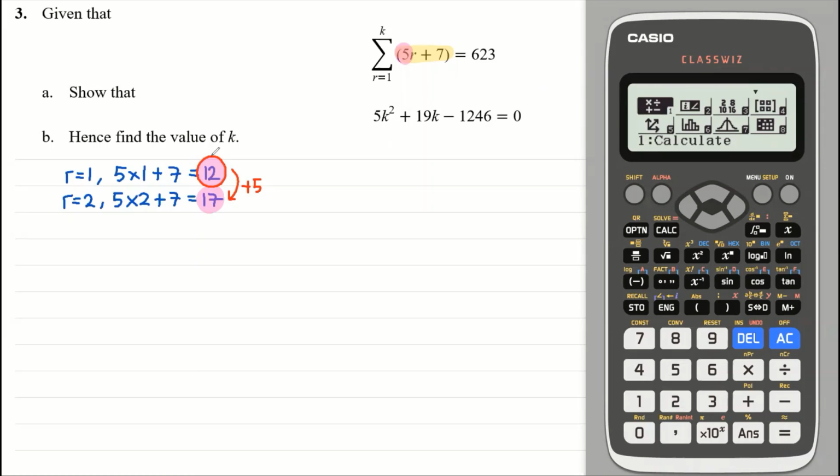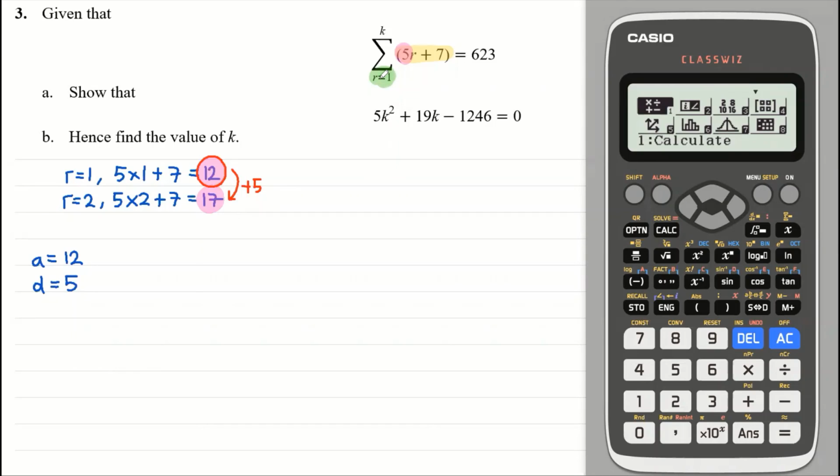Let's write these down. So we have a is equal to 12, and our common difference d is equal to 5. And we also know that we're summing the first k terms. So over the first k natural numbers, we're going from 1. So always make sure you check that.